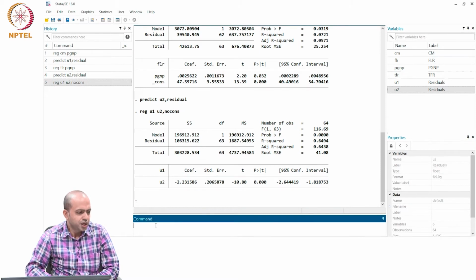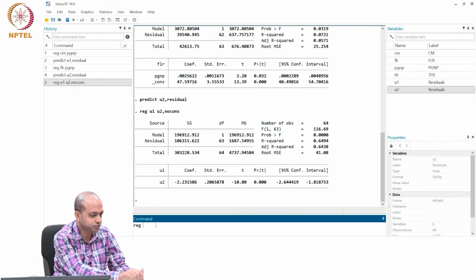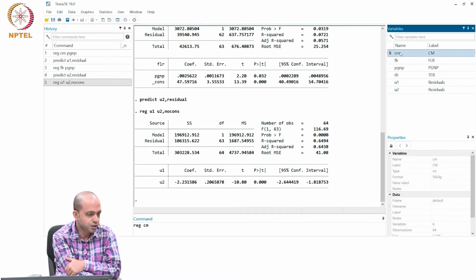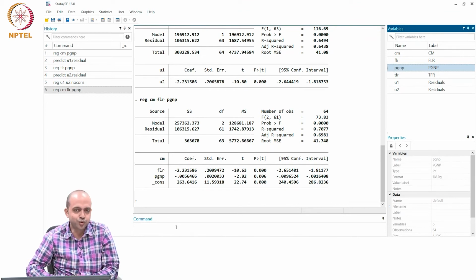How to do that? What was our original model? Our original model was Cm equals beta 0 plus beta 1 FLR plus beta 2 Pgnp. So how will you specify that regression? Reg, sorry, our dependent variable was Cm, then the independent variables were FLR and then Pgnp. This is our complete model that we wanted to run, and if we run this, now look at the beauty.